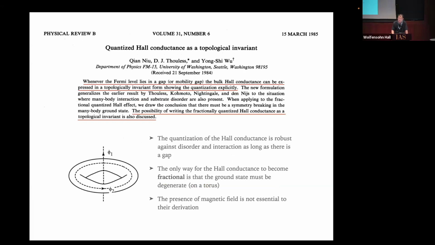It's called the twisted boundary conditions, where they can put the two-dimensional system on a torus, and then you can insert two fluxes through the holes of the torus. And what we show is that in the thermodynamic limit for any gapped system, the Hall conductance has to be an integer. And there's one exception: if the Hall conductance happens to be fractional, then this implies that the ground state has to be degenerate. Again, it's on a torus.